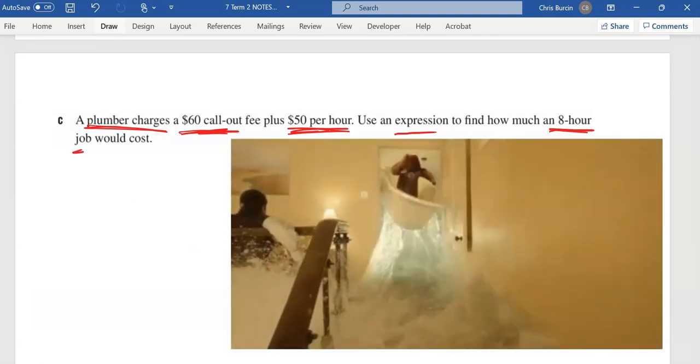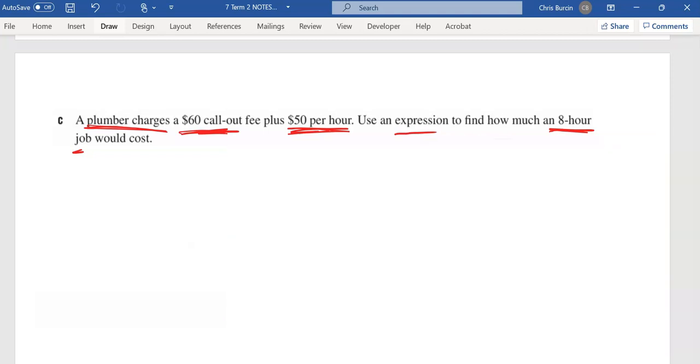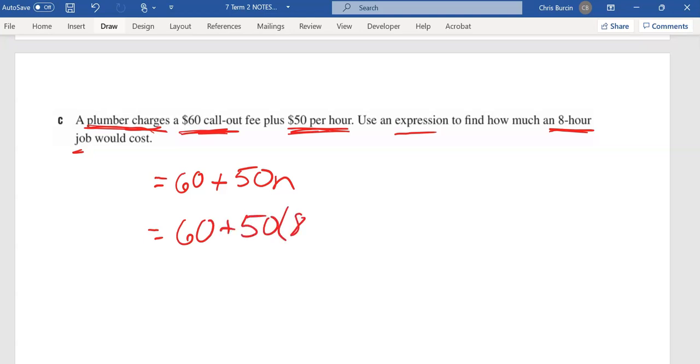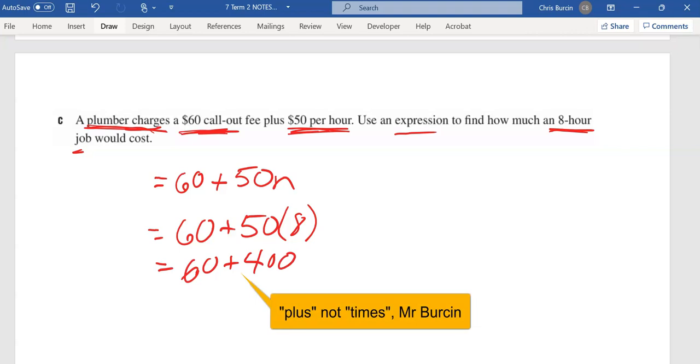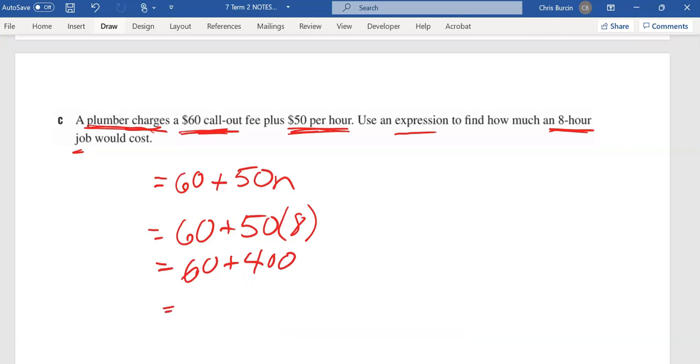I don't know what these people have done that this plumber needs to spend 8 hours, but it's a good job for the plumber. So let's see what it's going to cost us. So the total cost for this is going to be a call-out fee of $60. That's not going to change. That is what we call a constant. That's one fee that we pay. And to that, we add $50 times the number of hours. And in this case, we know the number of hours. So 60 plus $50 per hour, and that's 8 hours. That's 60, gosh, it's a bit sloppy, I apologize, plus $400. So the call-out fee plus the hourly rate of $50 times 8 gives us a whopping $460.